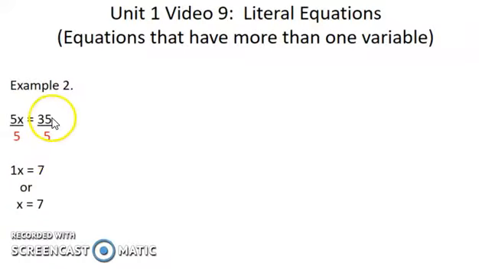And then I can divide 35 by 5 because I know those two numbers, and I can either do that in my head or in the calculator. And we know that 1x is the same thing as x. Keep that in mind. I'm going to now do a literal equation in the same process.